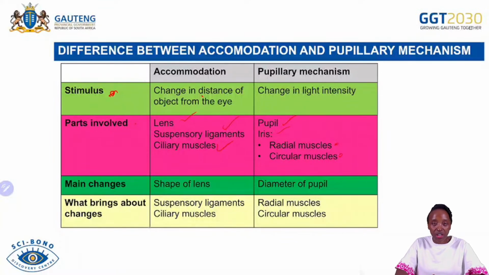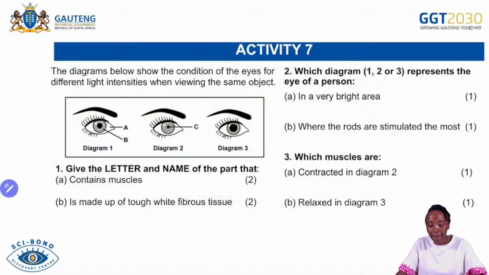Then what are the changes that take place in accommodation? It's the shape of the lens mainly that changes, that brings about the focus of the image on the retina. And then here, what changes is the diameter of the pupil, where it constricts or it dilates. Here the lens becomes less convex or it becomes more convex. And then what brings about the changes here is the suspensory ligaments and the ciliary muscles, whereas this side, it is the radial muscles and the circular muscles.